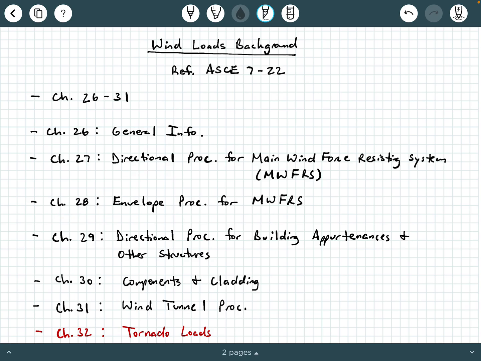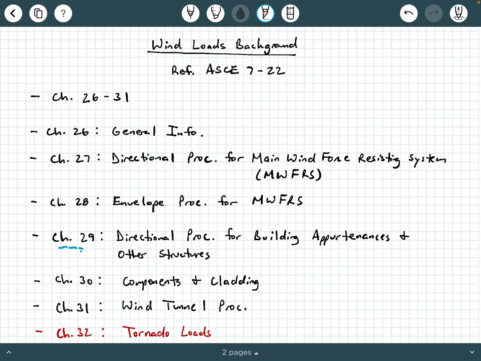Now, when we go into chapter 28, which is the next chapter involving wind loads, that's going to cover what's called the envelope procedure, okay? Now, this is a different kind of procedure than the directional procedure. They each have their own set of assumptions of when each of these procedures is appropriate to use for a given structure and when each one is maybe not appropriate to use for a particular kind of structure. So when you dig into each one of these on your own, not in this video, you need to look at the first page of both chapter 27 and 28 and see, is this procedure applicable for what you are dealing with, okay?